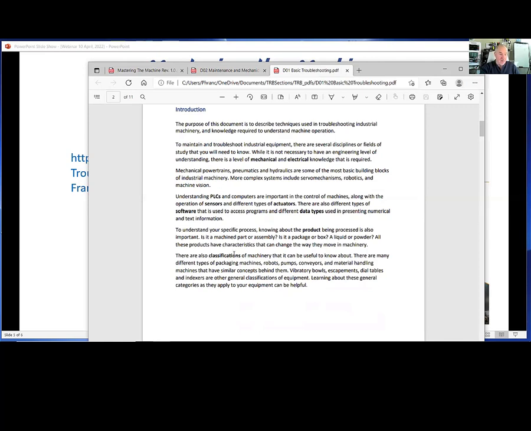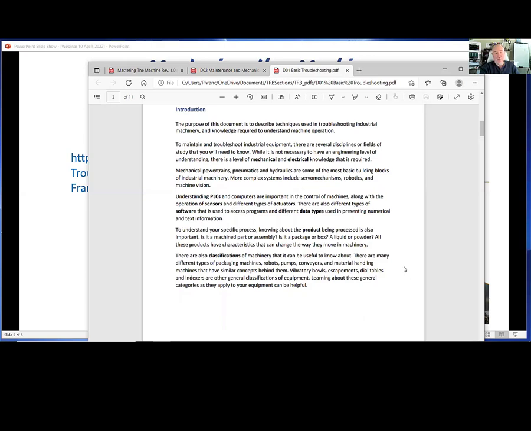And I talk a little bit about the classifications of machinery that you may need to know about depending on your industry. Now, this doesn't apply to every industry, right? If you're in the chemical industry, I didn't cover a tremendous amount about chemical processes. I did cover a little bit of oil and gas, petroleum, and I covered beverage manufacturing because I'm involved in that. So I knew a decent amount about it.